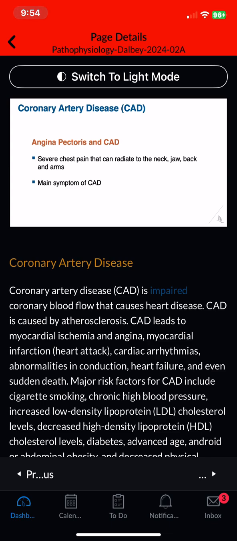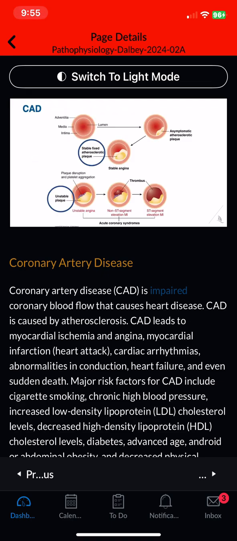And the pain comes from a shift in metabolism. So the heart must have energy to keep pumping. And if there's not enough oxygen, it's going to switch from an aerobic respiration to anaerobic. And that anaerobic respiration generates lactic acid and causes a drop in pH. So the tissue becomes acidic, and that's what causes the pain. Angina is important to CAD because it's the main symptom of CAD.